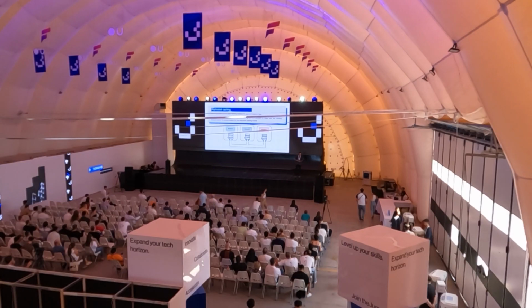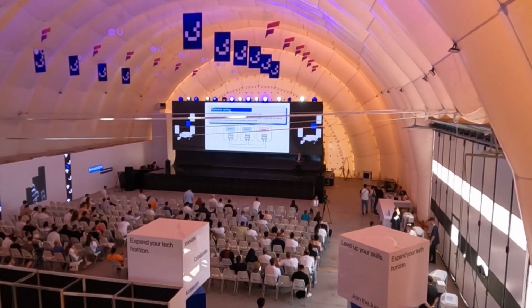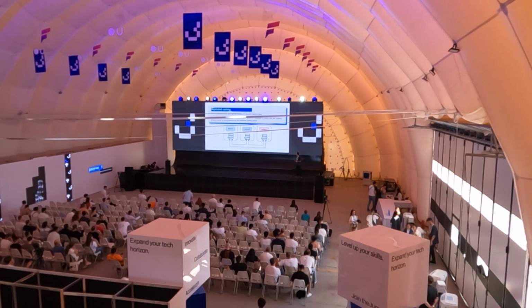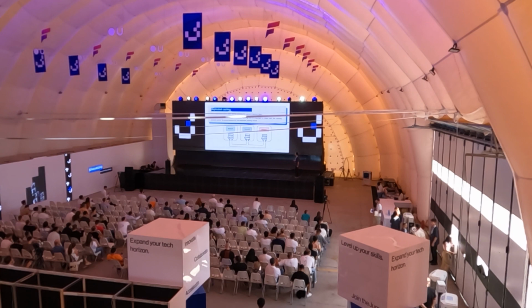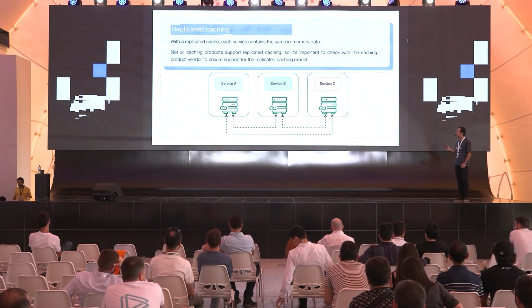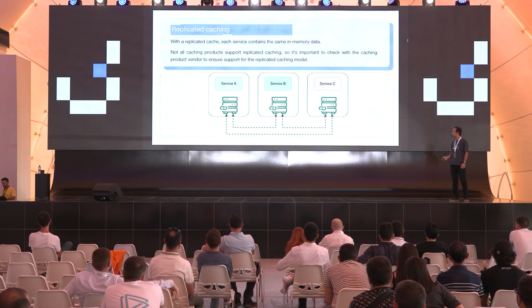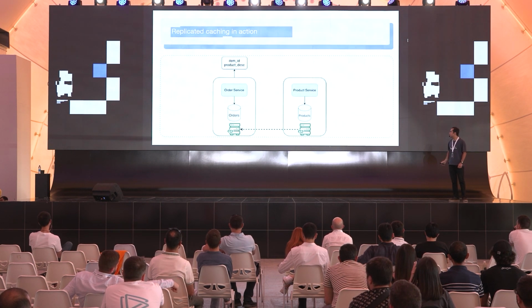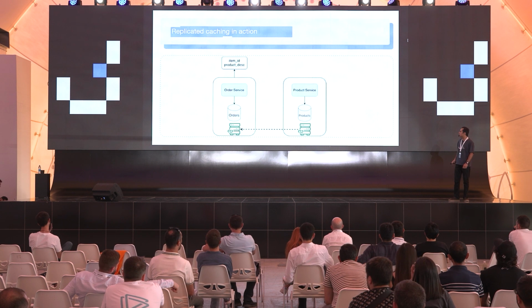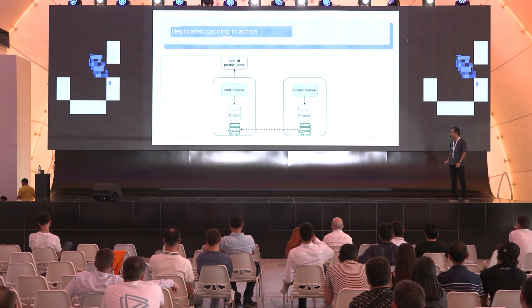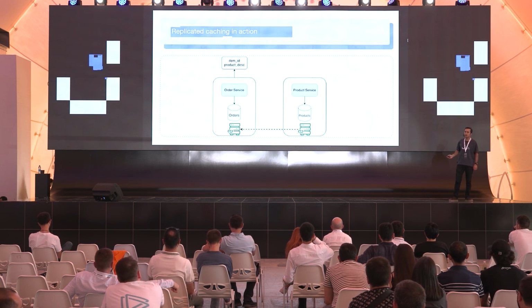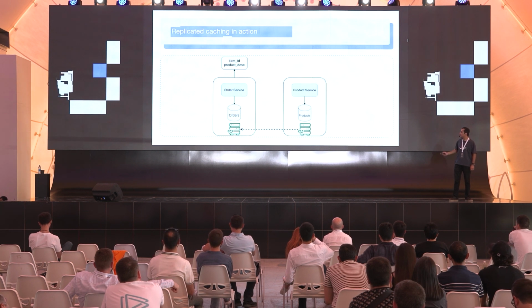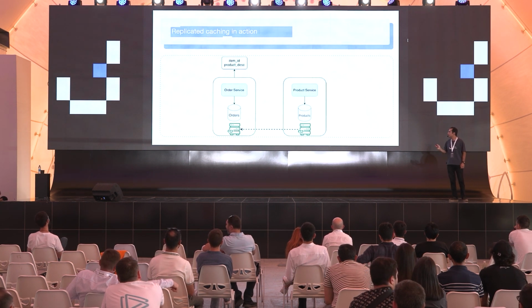There is one note: not all caching vendors provide distributed capabilities. So first of all, we need to check before we use some kind of distributed caching system. And here is the replicated caching in action. We can see that the product service and order service both have their own instances of the cache, and the cache is distributed between those two services.